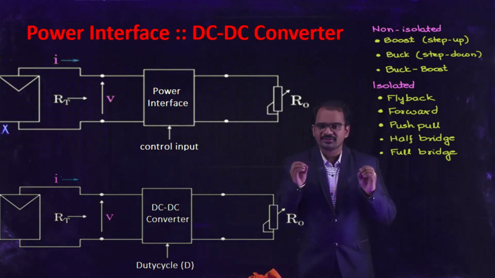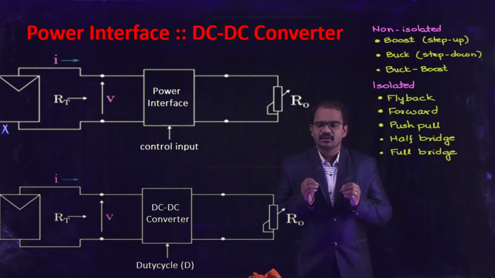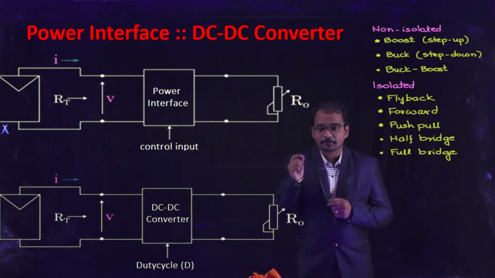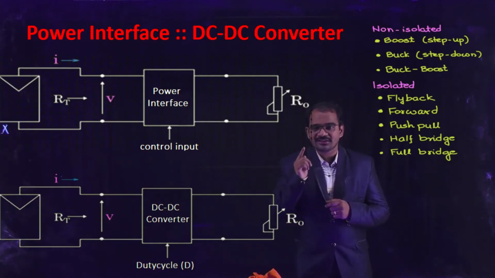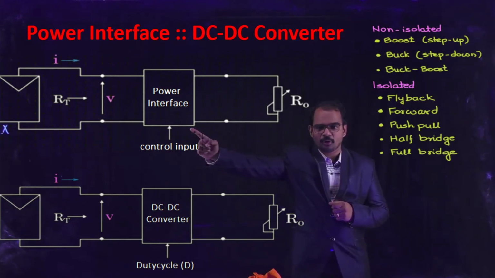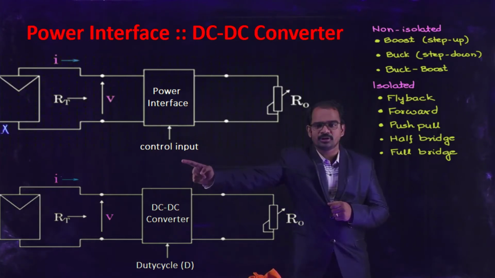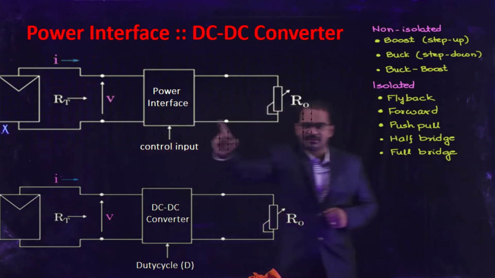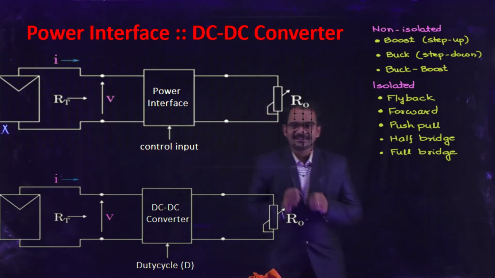So far we have seen the concept of MPPT. What is the concept of MPPT? Whenever there is a change in the value of the load resistance R0, the solar panel has to deliver maximum power to the load, irrespective of that change in the load resistance. For that reason, we have introduced a block called power interface block with control input in between the solar PV module and the load. That is the reason.